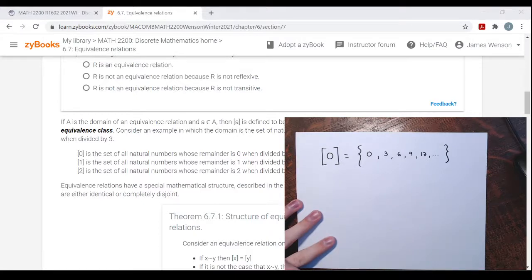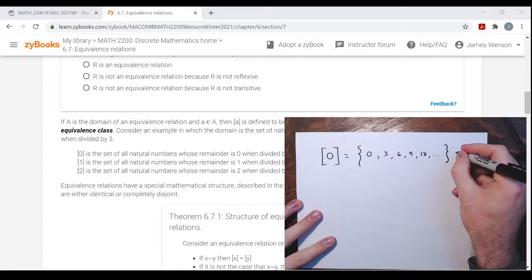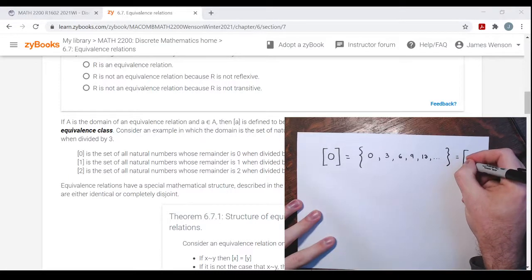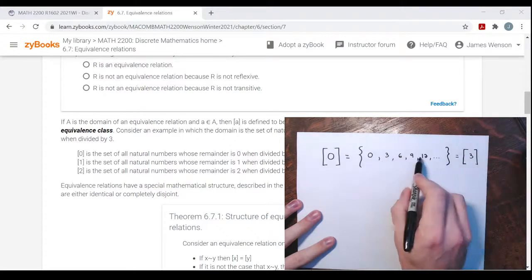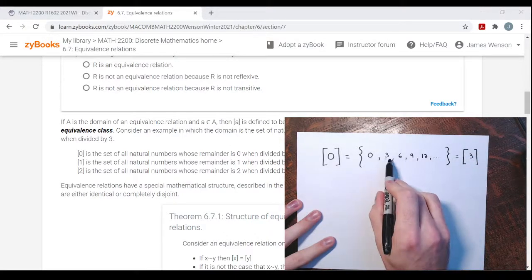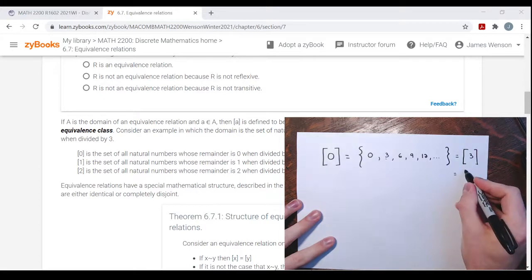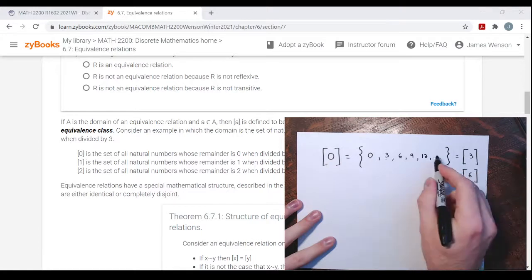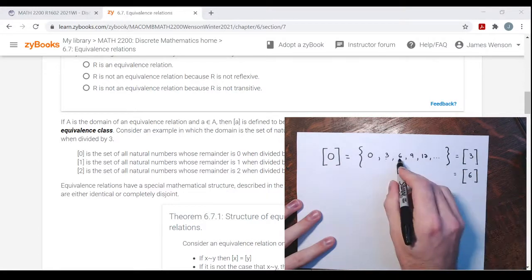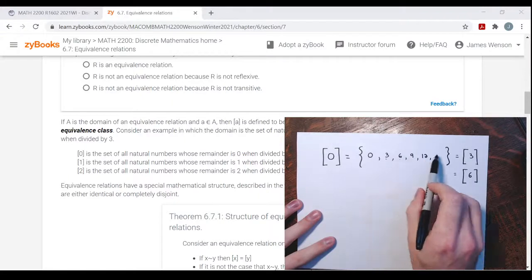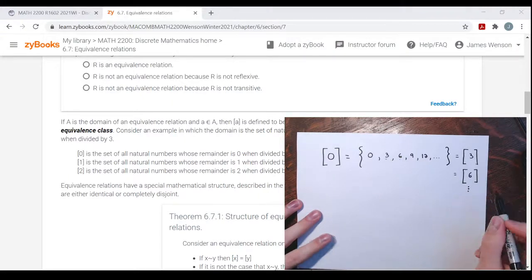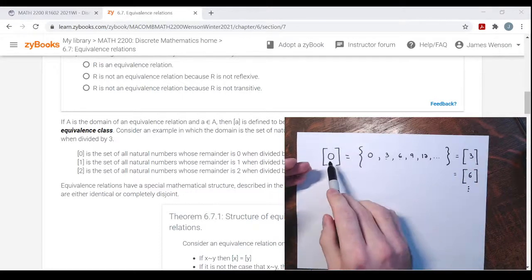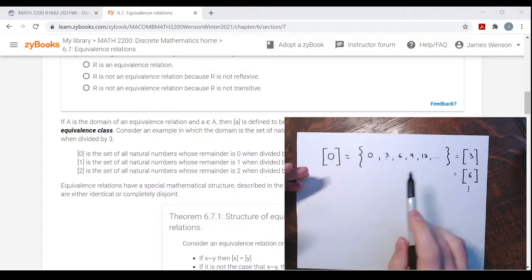Now this could also be called the equivalence class of the number 3, because this also contains all the elements related to 3. 3's in here. You could also call this the equivalence class of the element 6, because this contains all the elements related to 6, all the elements that are equivalent to 6, and so on. But usually we'll use the smallest element that represents the set.